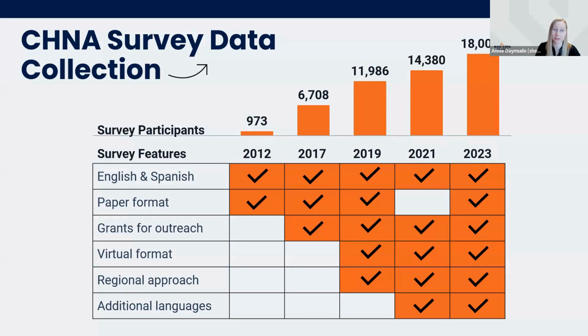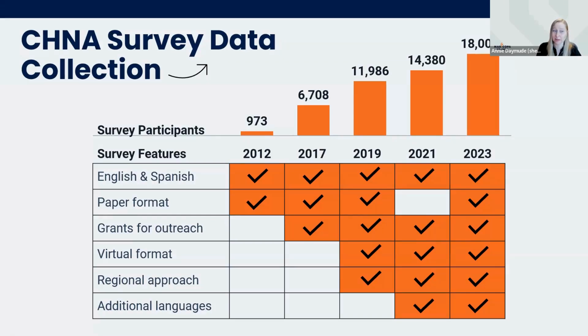So in 2012, we conducted our first CHNA survey in English and Spanish and paper format and collected almost 1,000 results. As years went on, we added additional features and modalities. So for example, in 2017, provided some small grants to community partners to help with outreach. In 2019, we added a virtual format and a regional approach for engaging populations to make sure that we were getting a variety of responses across the county.